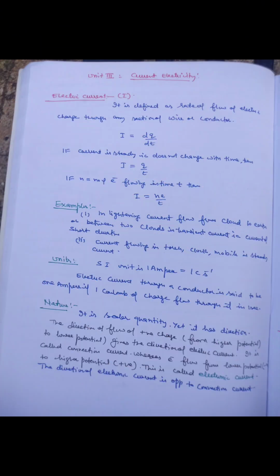Electric current is defined as the rate of flow of electric charge through any section of wire. I = dq/dt. SI unit is ampere. It is a scalar quantity. The direction of flow of positive charge gives the direction of electric current. Electron flow is opposite to it.